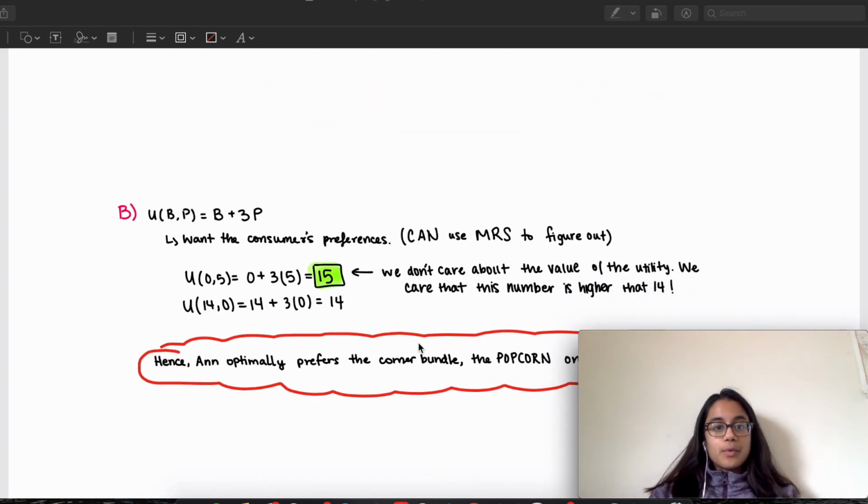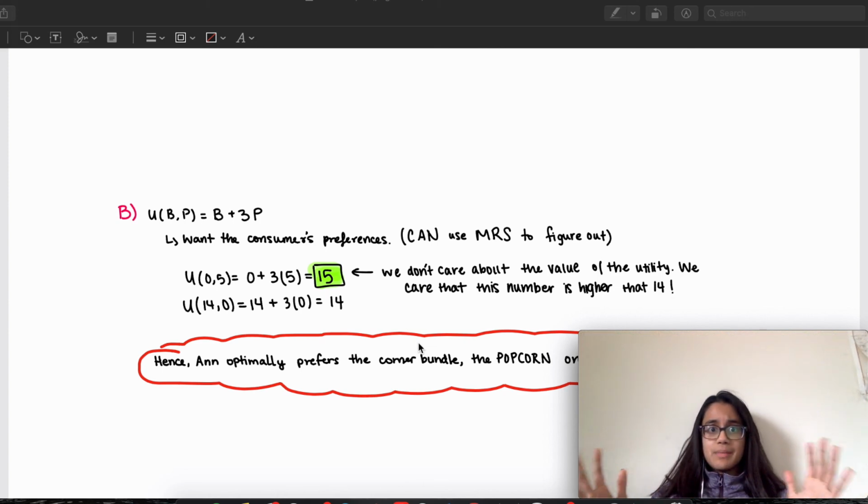So I chose the two endpoints, and then I basically just plugged in. Our B is 0 here, obviously, because that is our x value. And P is y, so that's why I did 3 times 5. Plugged it in, I got 15, and then the same thing I did, and I got 14, right? Here, for utility functions, it's more of an ordinal concept rather than a cardinal concept. So ordinal means that we care much more about the ranking of these numbers rather than the actual numbers. And if it was a cardinal concept, we would care more about the numbers.